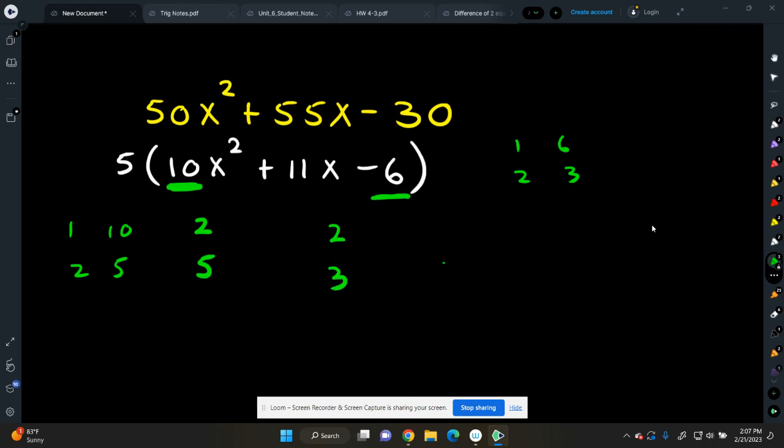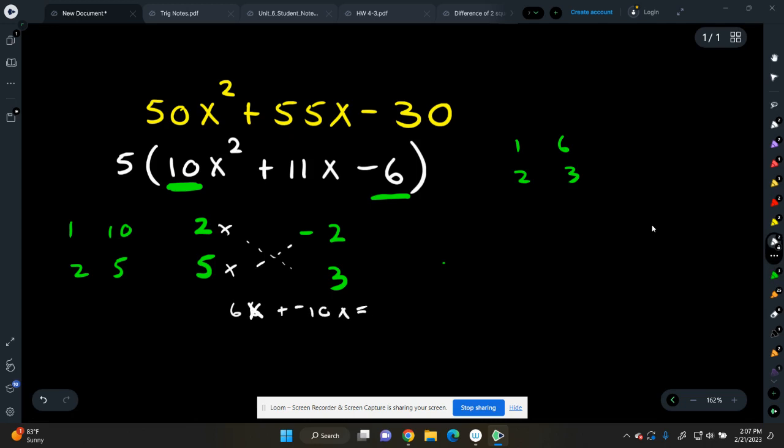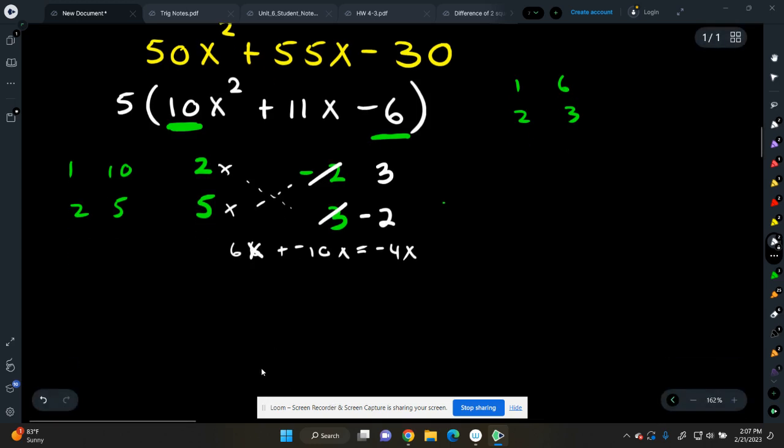Okay. One of them has to be negative. So I'll just make that 2 negative and we'll check and see if it works. When I cross multiply, I get 6x, plus negative 10x. So did that work? I get negative 4x. Didn't work, right? So we're going to switch it. Let's put the 3 up here and the 2 down here. I keep the 2 negative. So when we cross multiply, we get negative 4x plus 15x. Did that work?